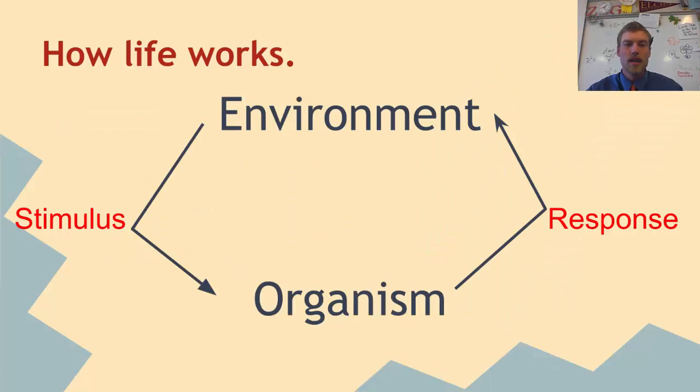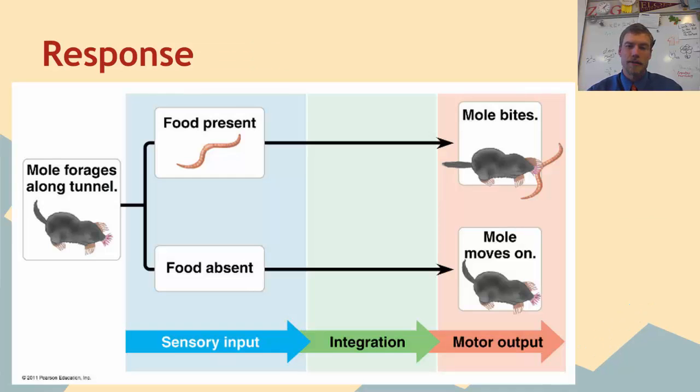So just kind of in general, how life works in a very basic, very broken down sense, is that the environment has some sort of stimulus, which is going to affect the organism. The organism is then going to respond to the environment, which can sometimes change the environment, and then that is going to then have a new stimulus on the organism, and it is a continuous cycle.